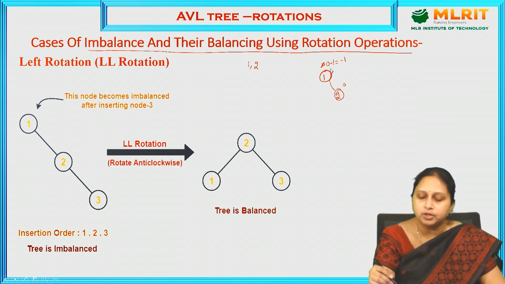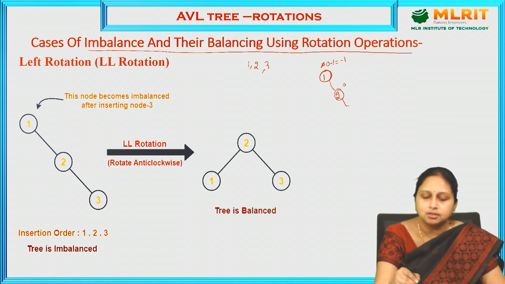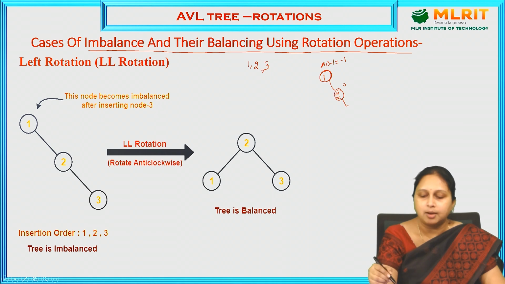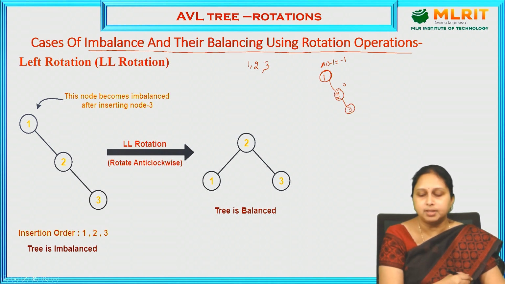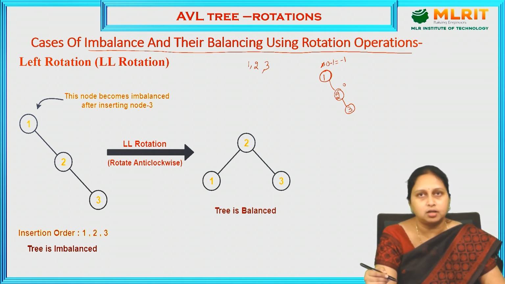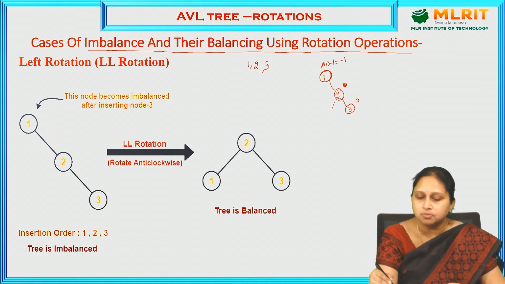Next, if I am going to insert one more node, suppose I want to insert 3. Where do I need to insert 3? I am going to insert 3 on the right of 2. Why? Because it is greater than 2. Now, check the balance factor of every node. This will be 0. And for this one, on the left part, you don't have any value, so 0 minus 1, you are going to get -1.